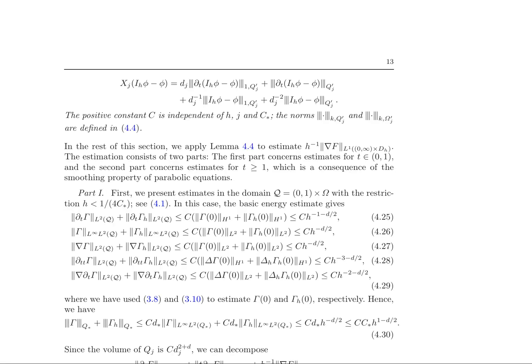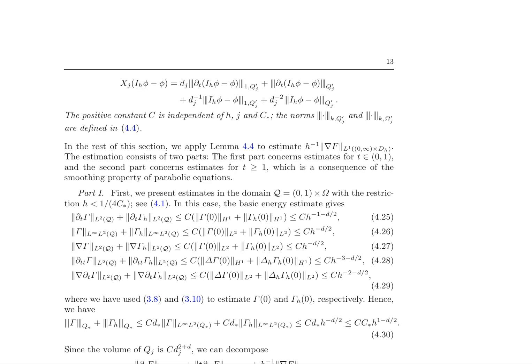Estimates for the solution of a parabolic equation are presented, focusing on the domain Q equals (0, 1) times omega with the restriction h less than 1, for the C-star operator. The basic energy estimate is applied to derive bounds for various norms of the solution and its derivatives. The resulting equation is used to estimate the norms of the solution and its derivatives.